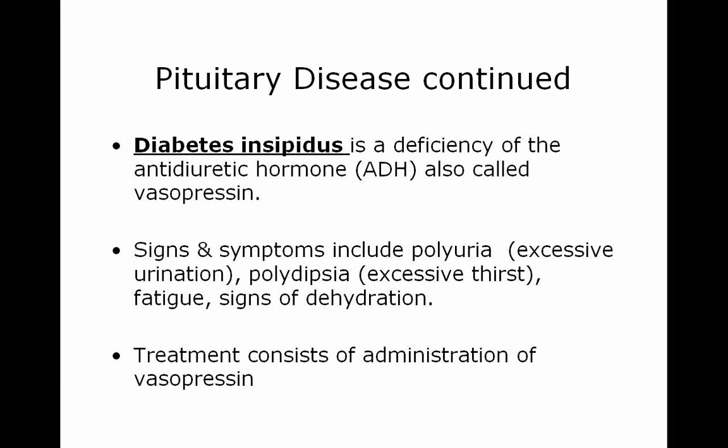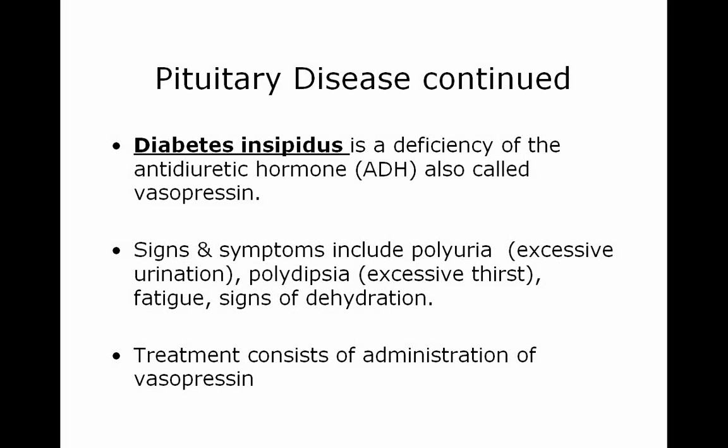Okay, also under pituitary disease is a certain form of diabetes. Now, what you may be accustomed to hearing about when someone talks about diabetes would be diabetes mellitus, that has everything to do with blood sugars. And I will be talking about diabetes mellitus in a few minutes as I describe problems with insulin. But this is diabetes insipidus, which is a deficiency of antidiuretic hormone. That hormone is also called vasopressin.